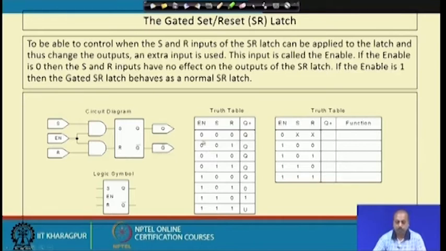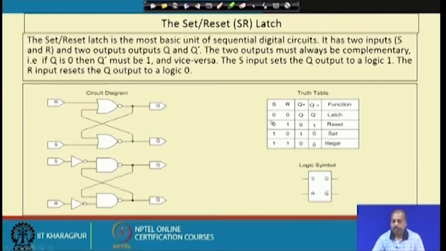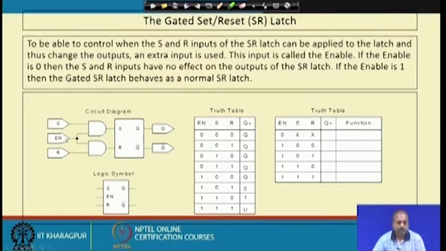In case of an SR latch, if you give 0 0, the circuit output does not change. So, Q and Q bar hold their previous values. If I have this enable line and it is 0, then whatever values we give to S and R, these two inputs will get 0 0, and as a result Q and Q bar will maintain their previous values.